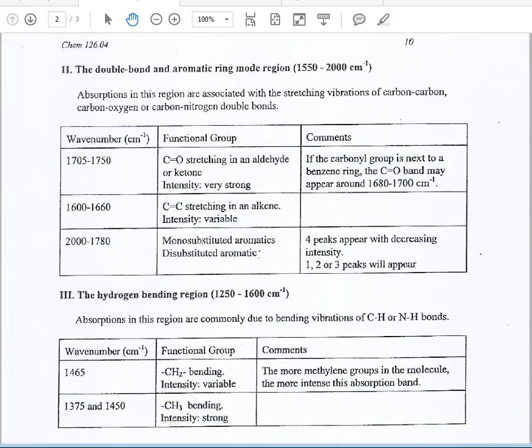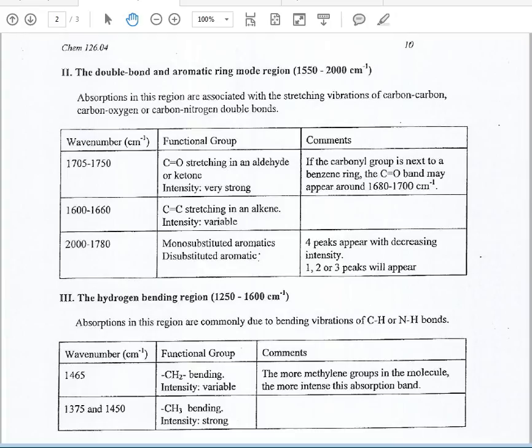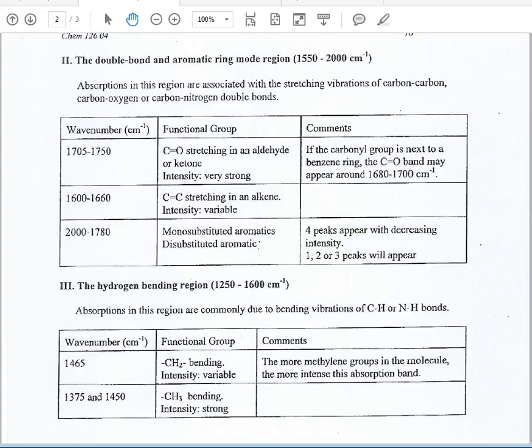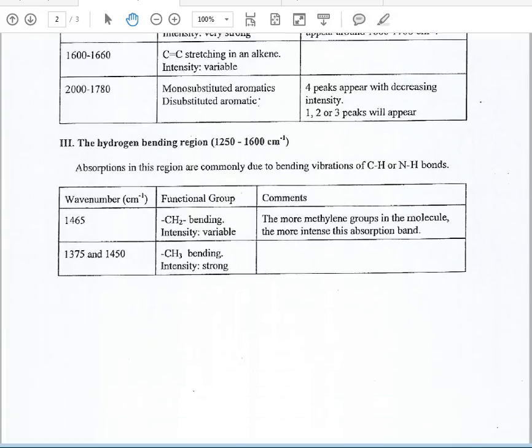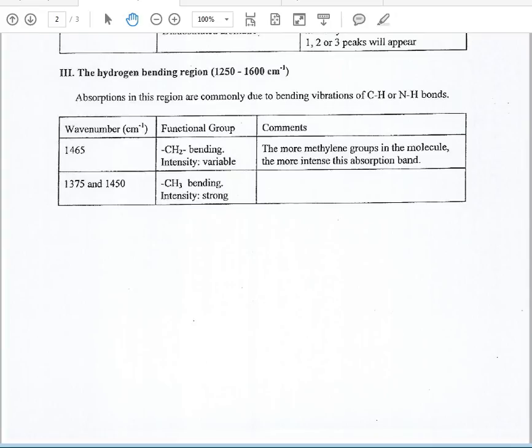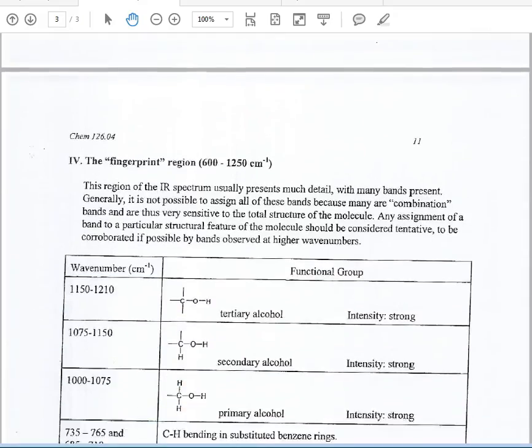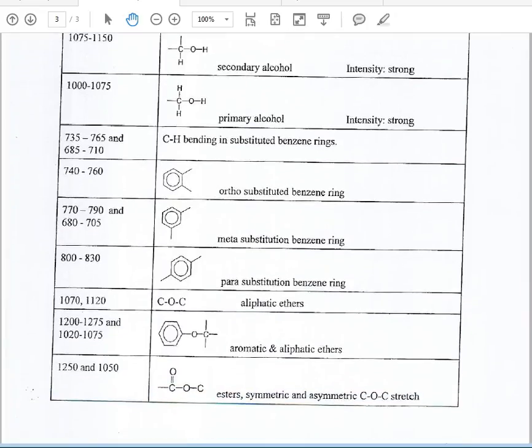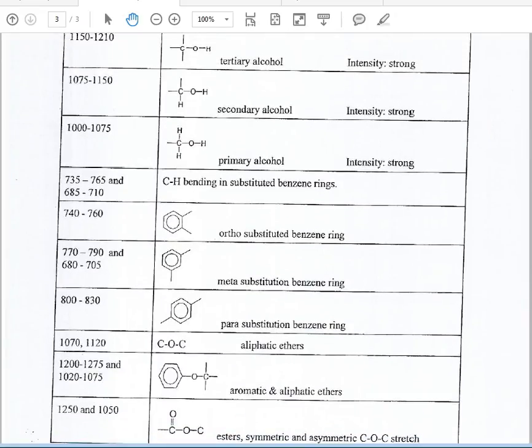Then we're going to take a look at the second section, where we're looking for double bonds and aromatic rings. And that's going to tell us primarily, is there a ketone, aldehyde, carboxylic acid, or ester, looking for that C double bond O. We can also see an alkene stretch, C double bond C, or some substituted benzene rings. Everything below that, we're really not going to worry about. So we're not going to worry about the hydrogen bending region and certainly not the fingerprint region. That ends up being too much for us to try to figure out.